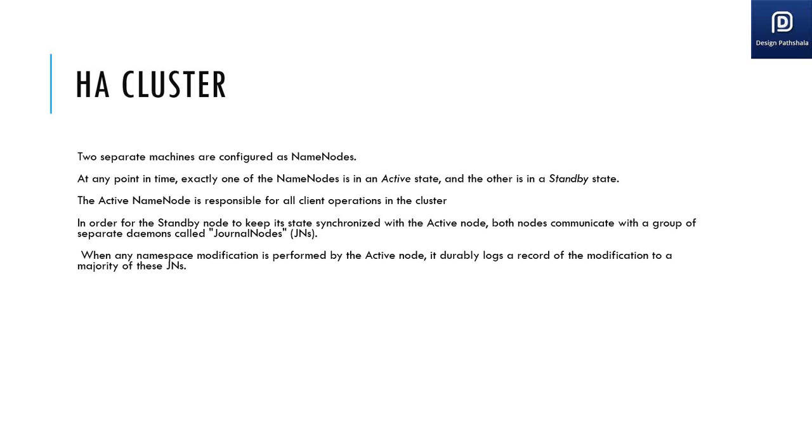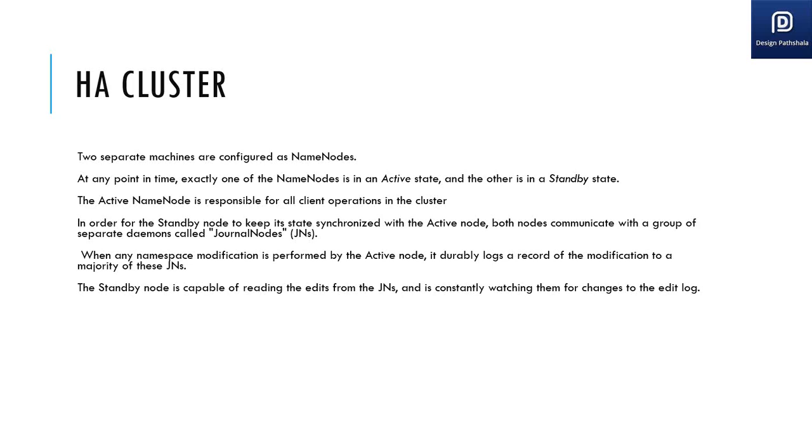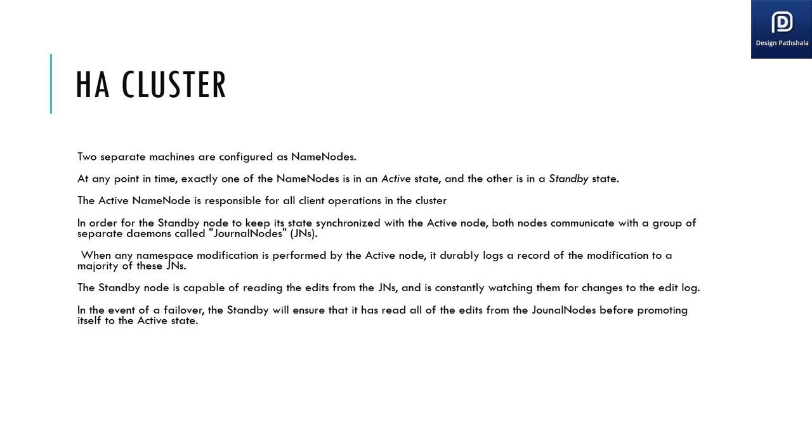Whenever any modification related to the namespace happens, it is logged into the journal nodes, and the standby node keeps reading them. Whenever the name node goes down, the standby node ensures that it has read all the logs written into the journal nodes, the daemon threads running at the backend, and only then does it make itself active. All this coordination is done with the help of ZooKeeper.